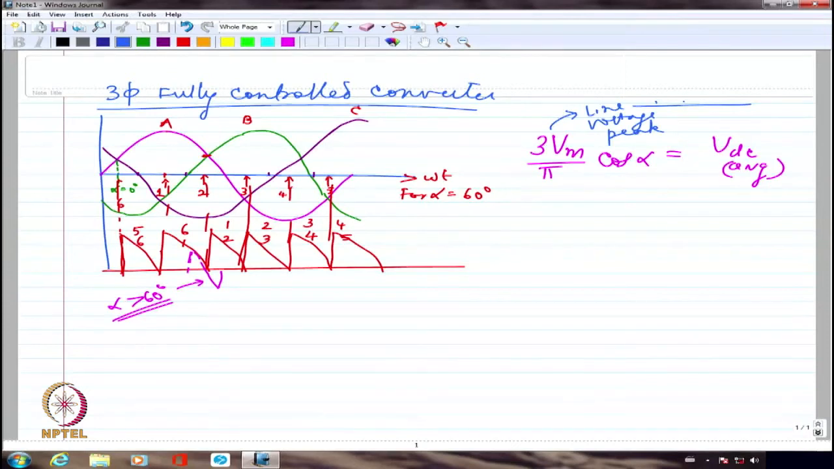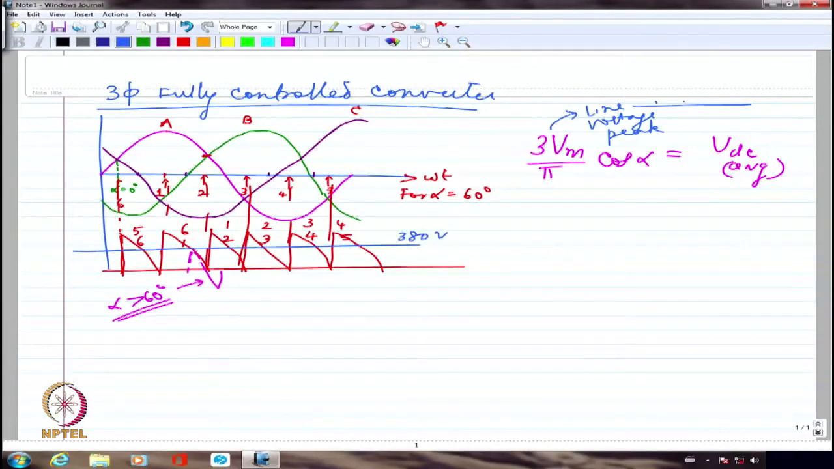I think in the exam what I had asked as the question was, this is connected to the DC link with a battery and a resistance. So a battery is sitting there and maybe that is 380 volts.